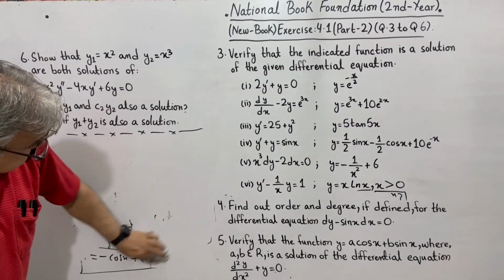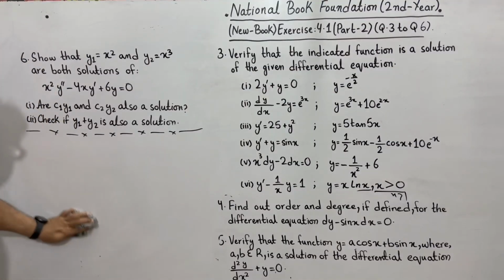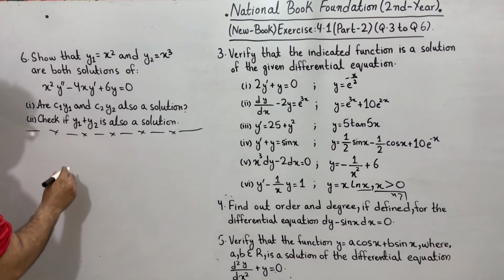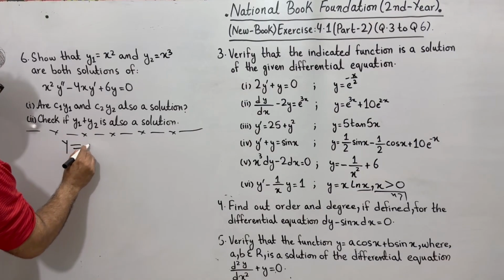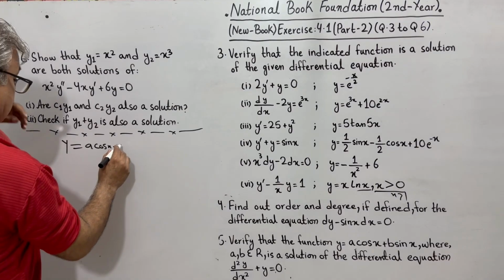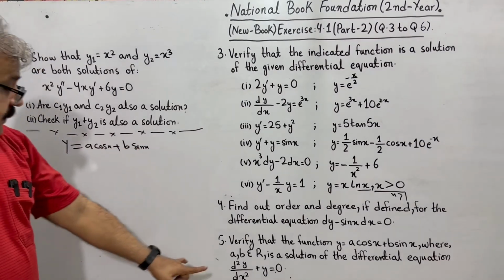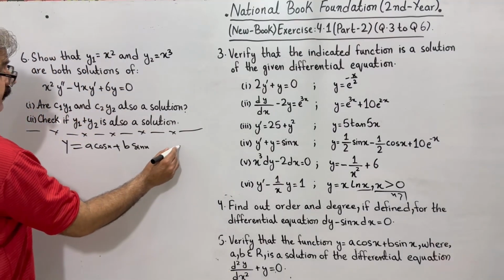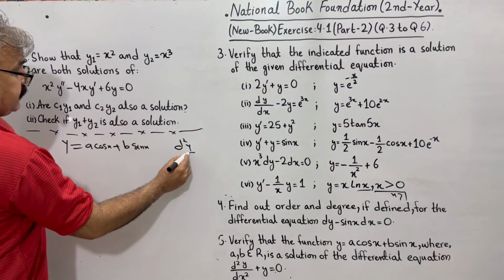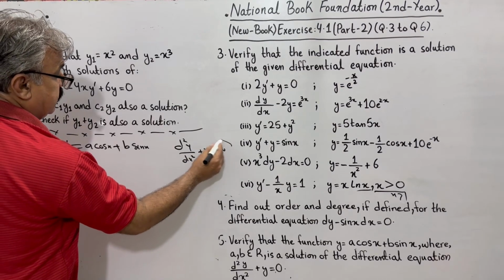Okay, question number 5. That is y is equal to a cos x plus b sin x, and our differential equation demands double derivative: d square y over dx square plus y is equal to 0.